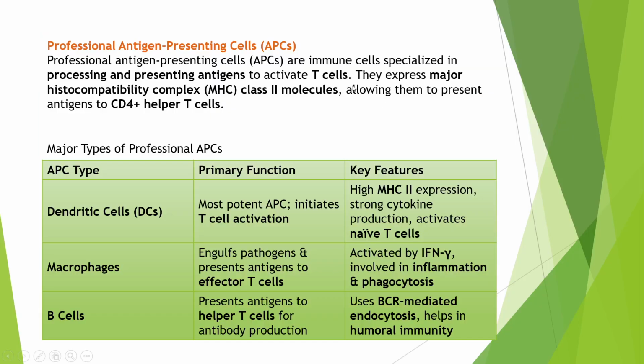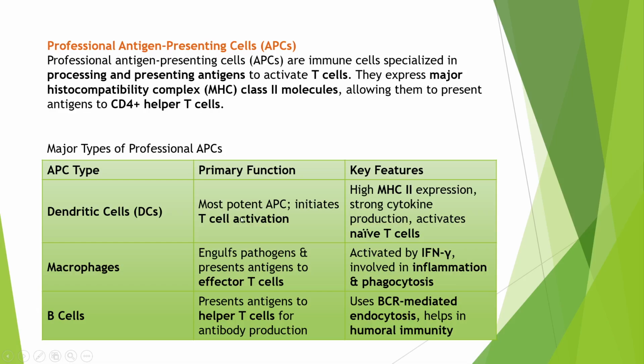Then next we have professional antigen presenting cells. Professional antigen presenting cells, called APCs, are immune cells specialized in processing and presenting antigens to activate T cells. They express major histocompatibility complex (MHC) molecules, and they have MHC class 2, allowing them to present antigens to CD4 plus helper T cells. The major types of professional APCs are dendritic cells, macrophages and B cells.